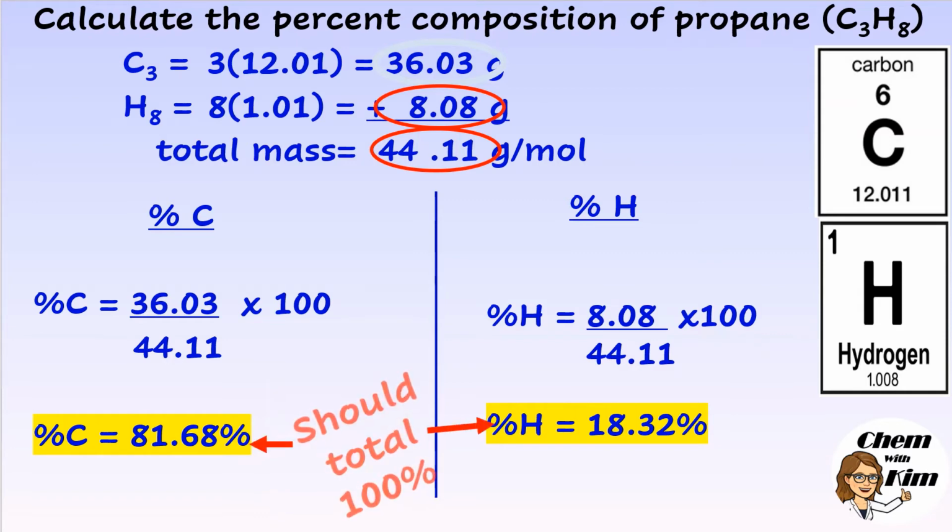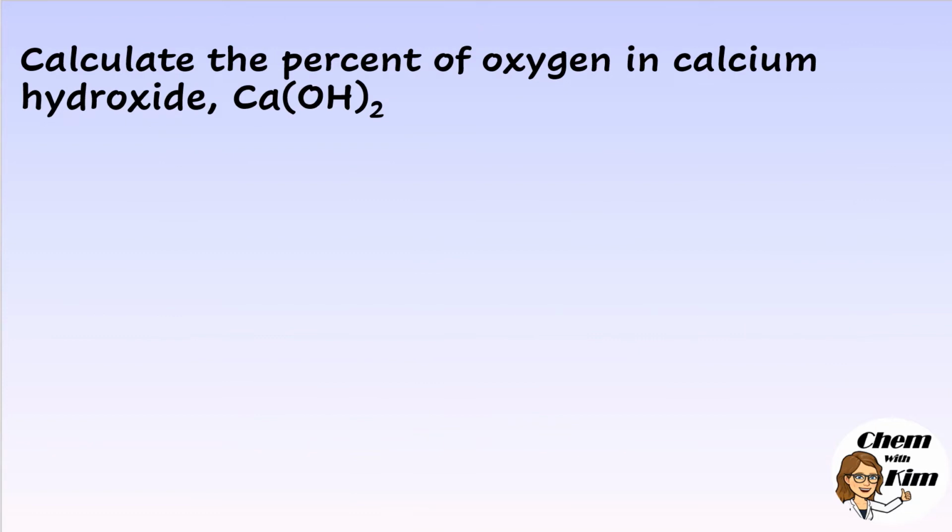Now those 2 percentages should add up to 100, and if they do, we know we did it right. And if they don't, then we know there's an error and we need to go back and find where it is. So now it's your turn to try a problem.